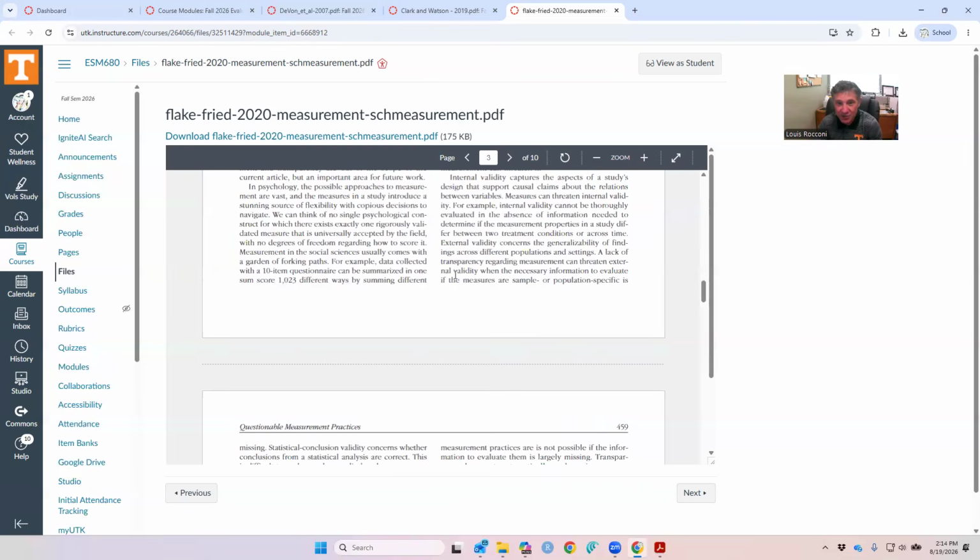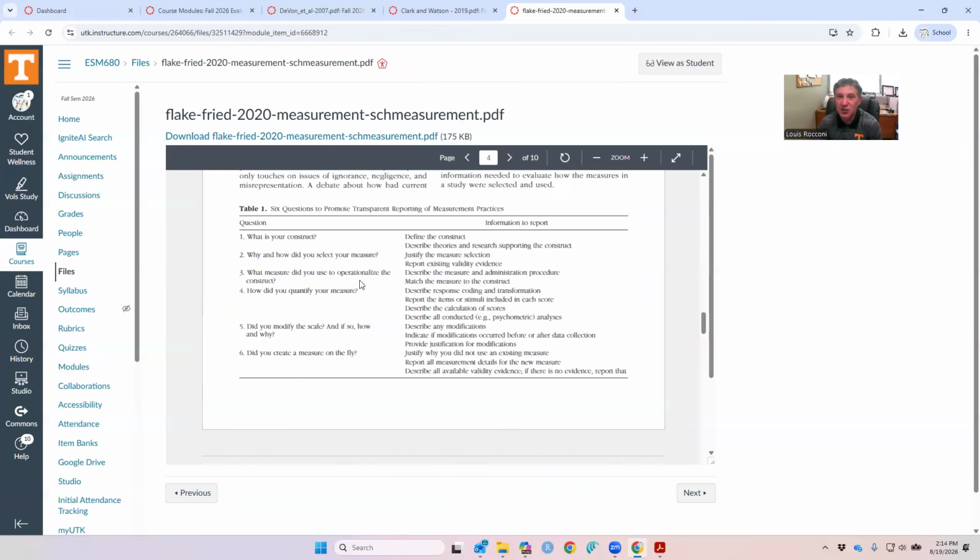They even have, where is it? Yeah, a bunch of questions that you should ask and what you should do to report that. When you're developing a measure, you need to define what your construct is. You need to describe theories and research that support that construct. You need to report any other existing scales that are out there, and any other ways that you're justifying your measure.